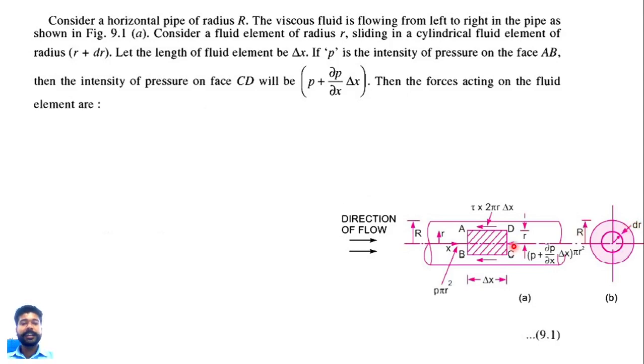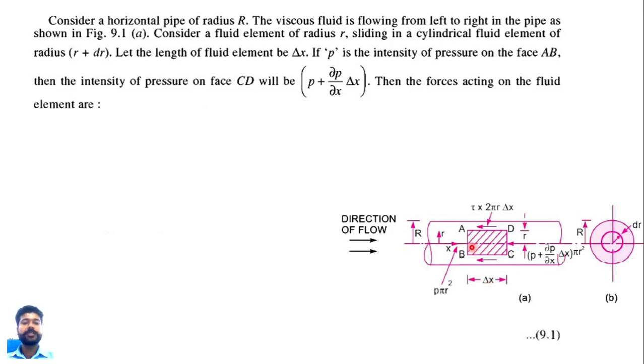So the total radius of this fluid element is r plus dr, from the center of the pipe. That r plus dr is the total radius of this small fluid element, and delta x is the length of the fluid element. Okay, so ABCD is the small fluid element, having a radius of r, and the thickness of this elementary ring is dr. The length of this fluid element in the x direction is delta x.